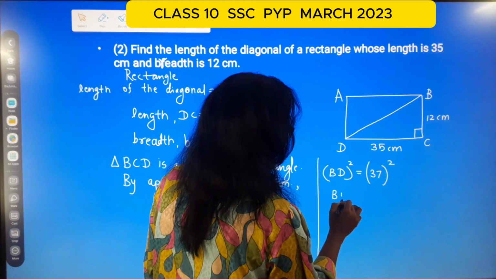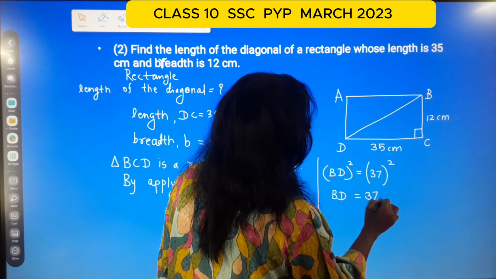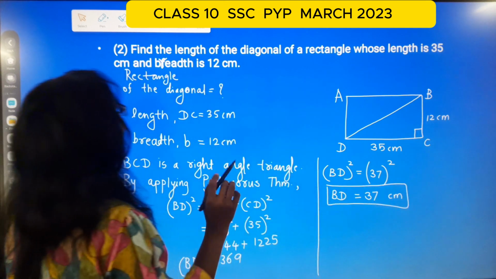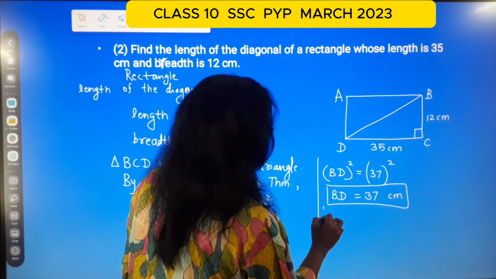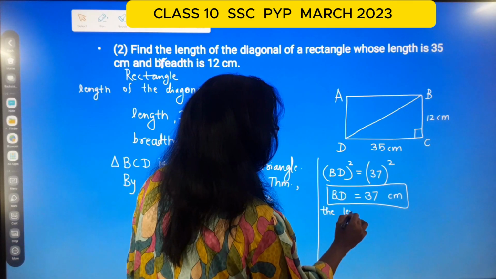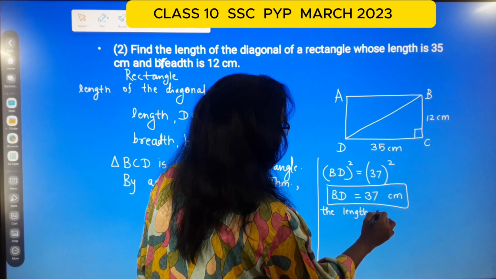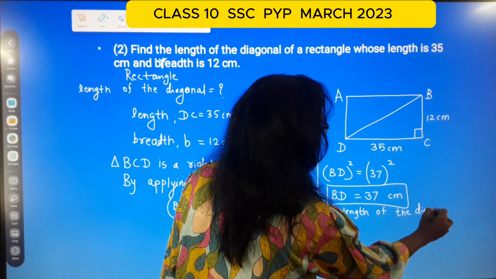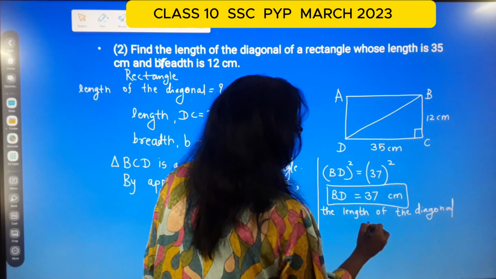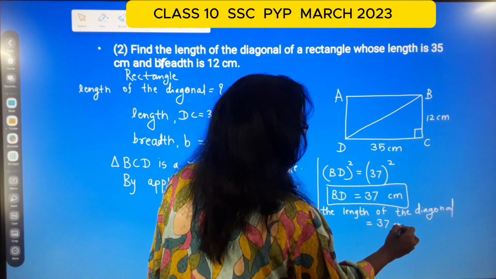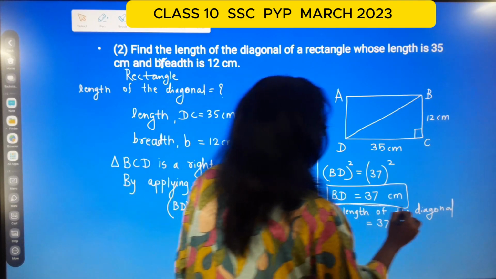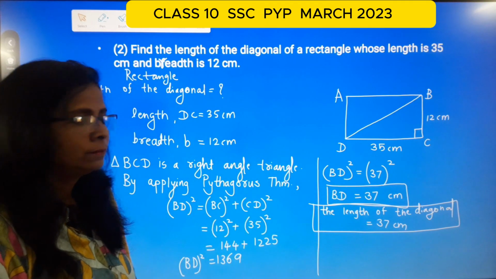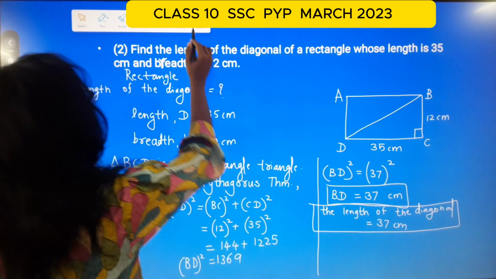So BD is equal to 37 centimeter. Okay, and then write the final answer: the length of the diagonal is equal to 37 centimeter. Okay students, then next one.